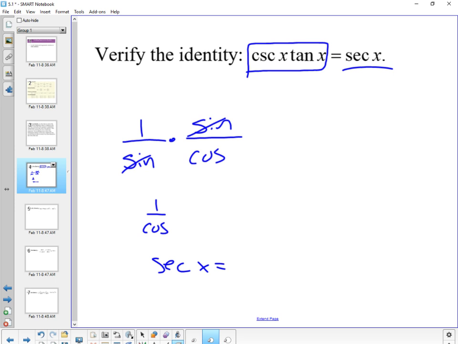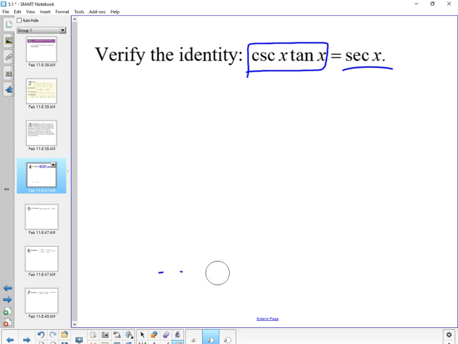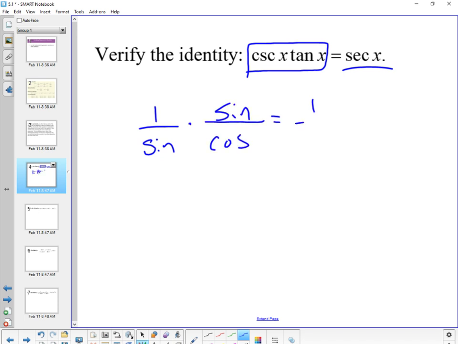When I started doing these, the first thing I did was make everything sine and cosine or a 1. So this would be 1 over sine, multiplied by sine over cosine, and secant would become 1 over cosine. Then I could easily see what I can do with it. In this case, the sines are gone, and I get 1 over cosine, which equals 1 over cosine. So I'm done. This is manipulating both sides. It's pretty cool, and it can be really fun.